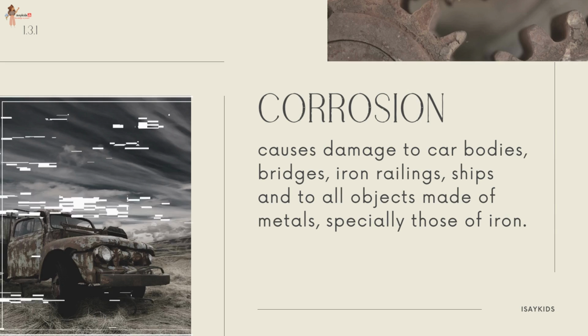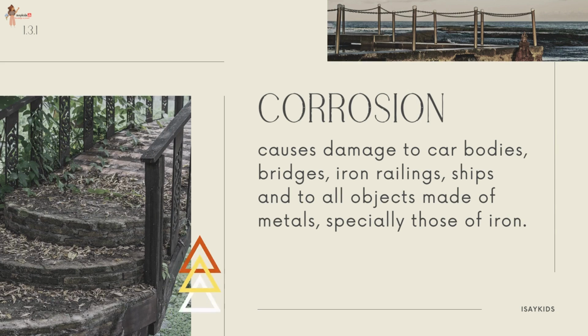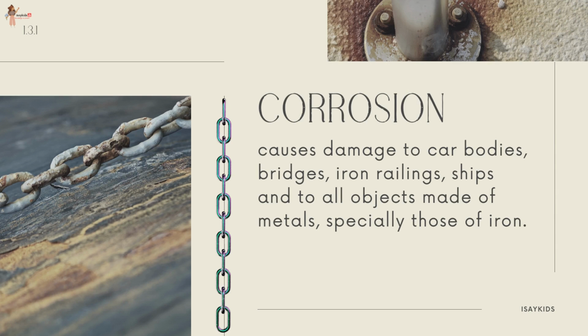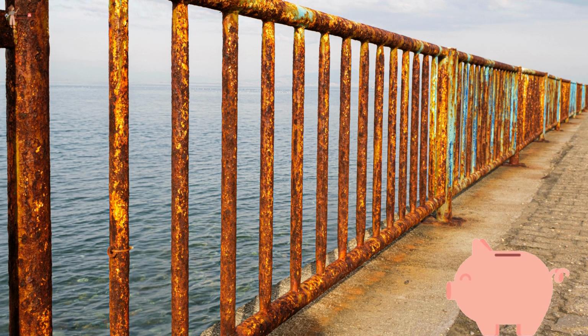Corrosion causes damage to car bodies, bridges, iron railings, ships, and to all objects made of metals, especially those of iron. Corrosion of iron is a serious problem. Every year, an enormous amount of money is spent to replace damaged iron. We would talk more about corrosion in chapter 3.